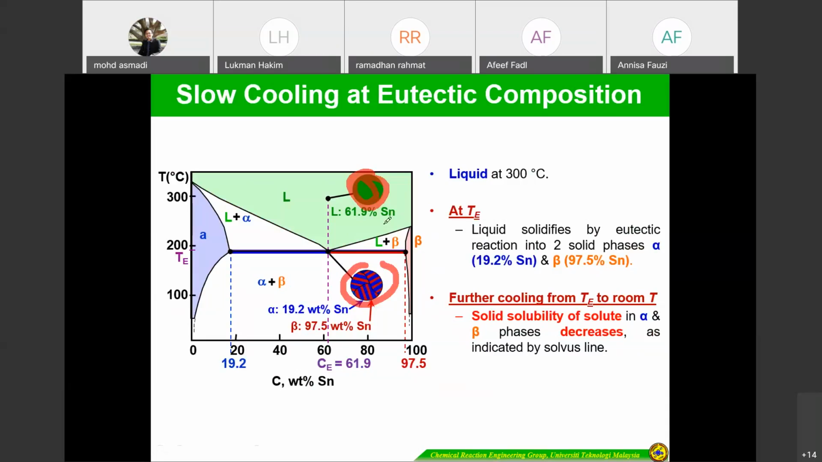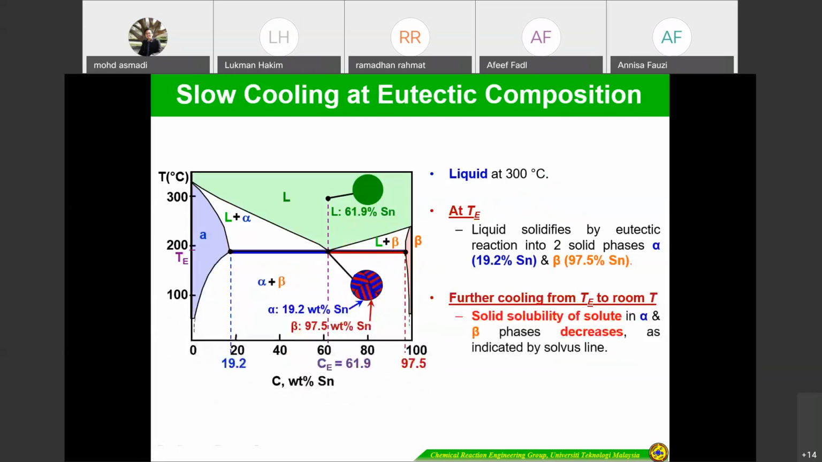So this one is at TE, here. The liquid solidifies by the eutectic reaction into two solids, alpha as well as beta. Further cooling to room temperature, the solid solubility of solute in alpha and beta phases decreases, as indicated by the solvus line. So this is in terms of microstructure development, but we're going to discuss in detail later. Don't worry.